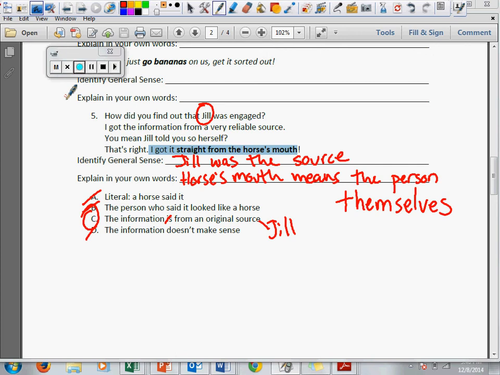You don't need to rip it off your packet. That's just there so you can write if you want. Thank you, and keep working hard.